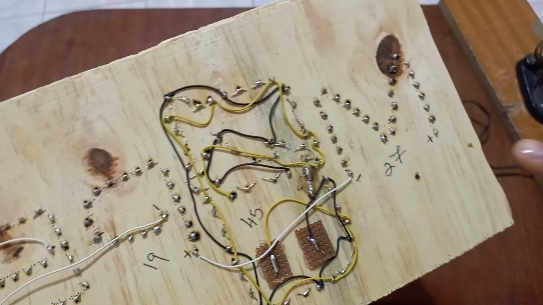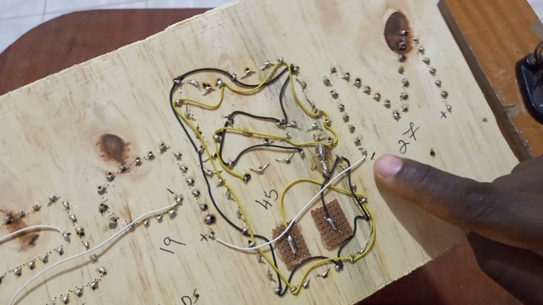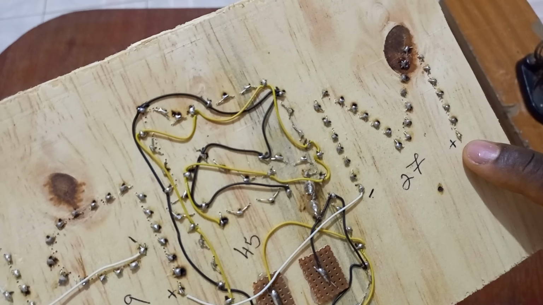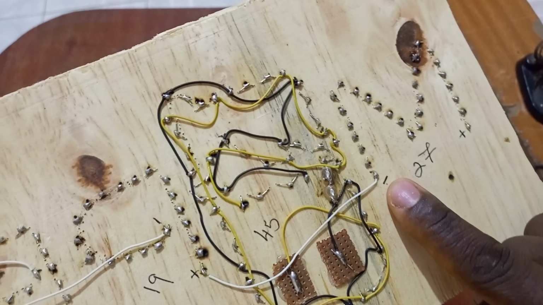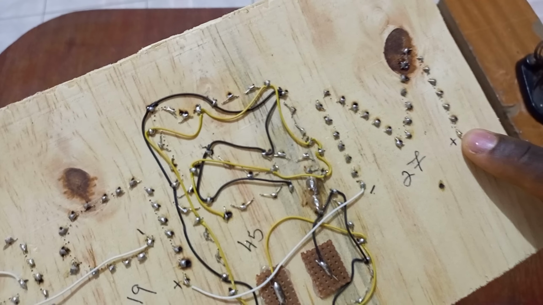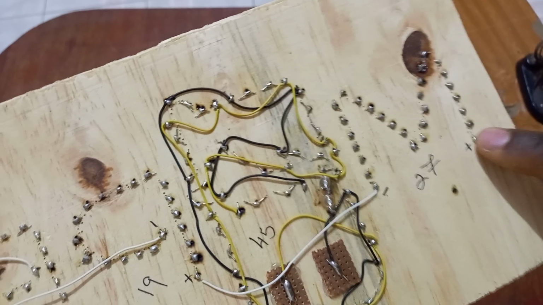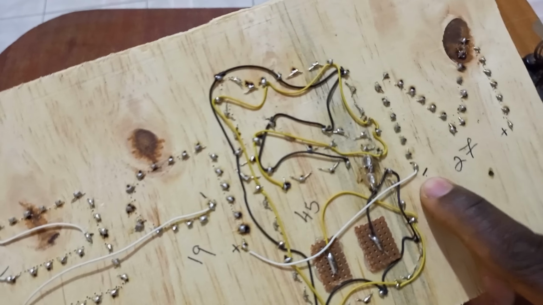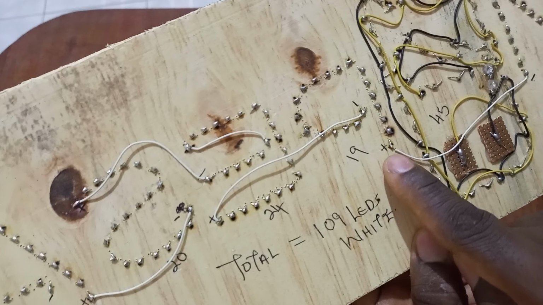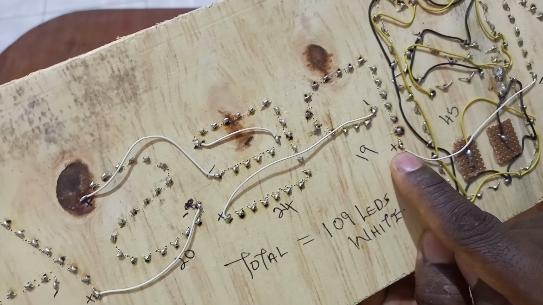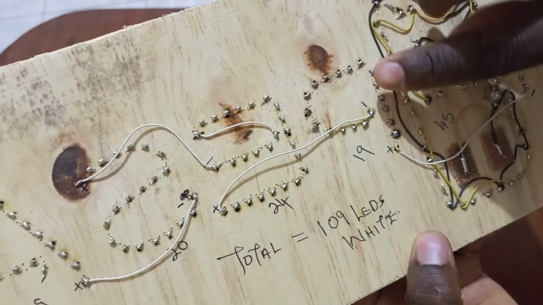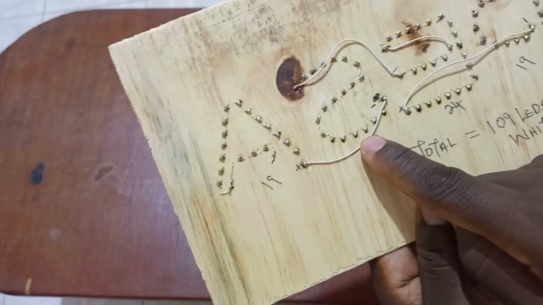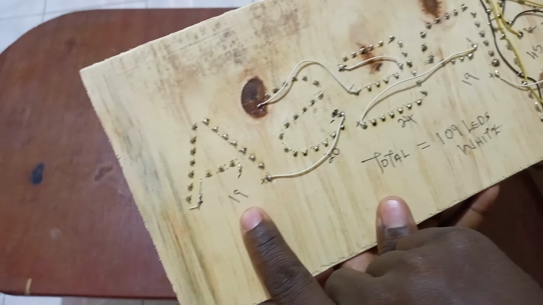The next step is to mark the anode and the cathode for each letter. For this letter M, our anode is this one, and our cathode is this. Anode is the positive terminal of an LED, and the cathode is the negative terminal of an LED. I have done the same for letter P. This is where we have the anode, this is where we have the cathode. The same case with E and S and letter A.